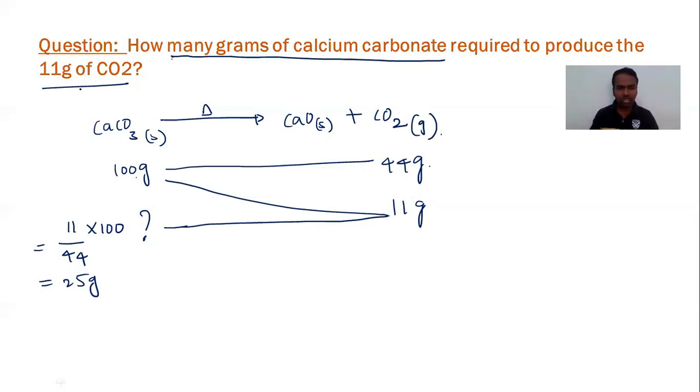So that's the question. Did you understand? So 25 grams of CaCO3 is enough to produce the 11 grams of CO2. So this is the normal level. Now come to the IIT or NEET level.